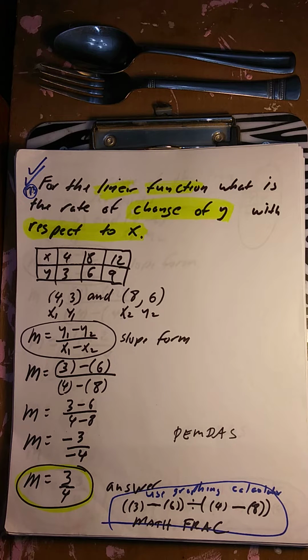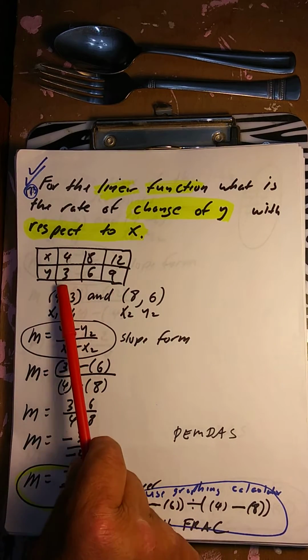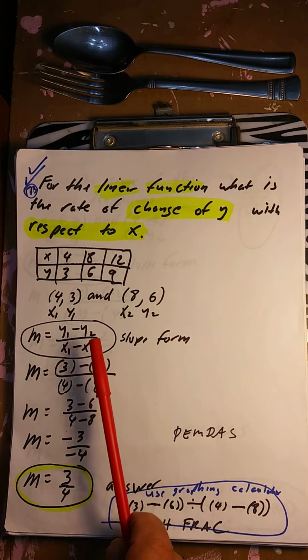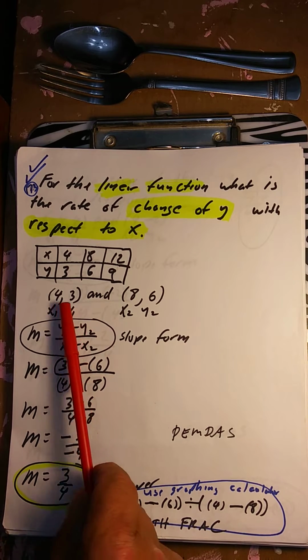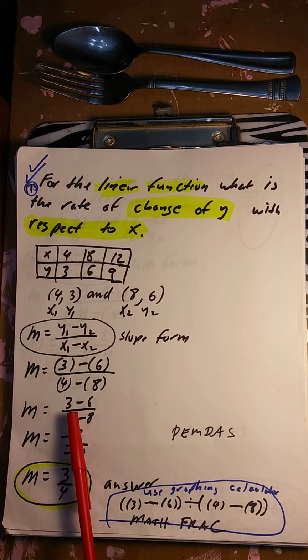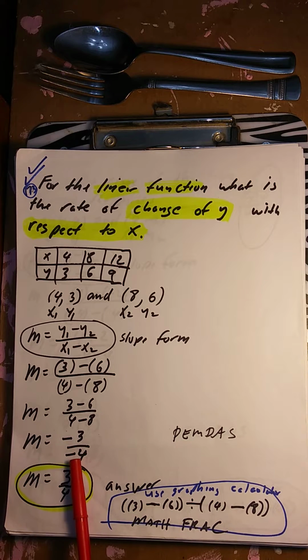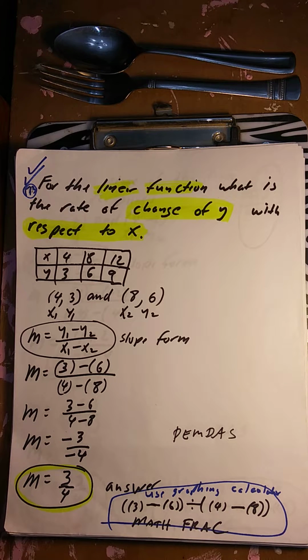Find the linear function's rate of change of y with respect to x. There's a table right there. We have x and y, x and y, x and y. So now, slope formula again. We have 3 minus 6 and 4 minus 8. So 3 minus 6 is negative 3, over negative 4. And negative divided by negative is going to give you a positive 3/4. Again, you can use your calculator if you want to.